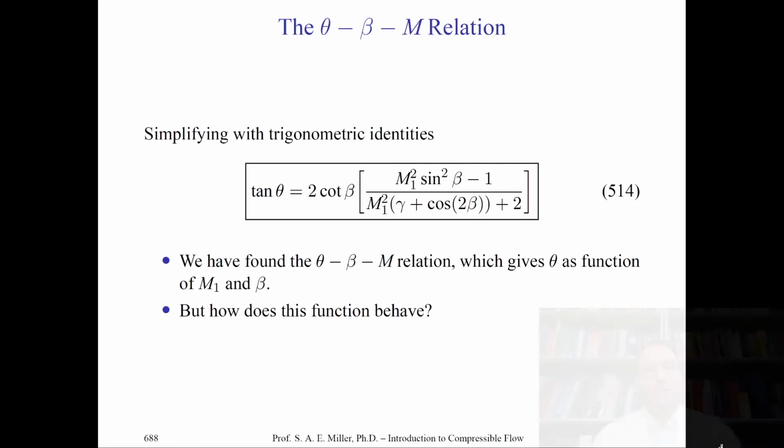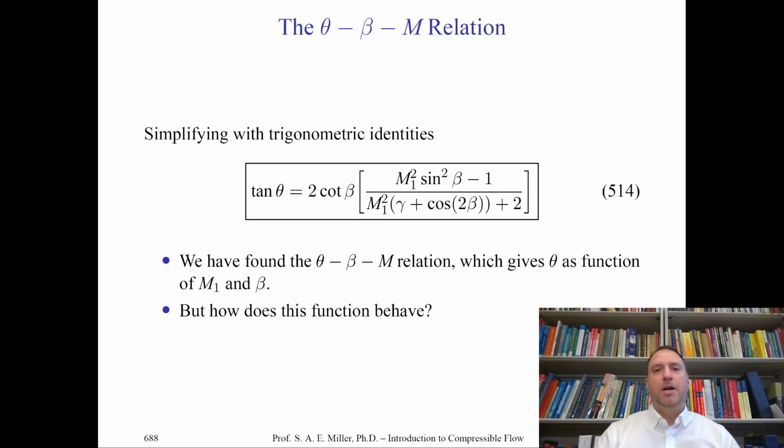So in 514, why have I put this equation in this form? Because it indeed is a closed form equation for tangent of theta. The tangent of the turning angle is only a function of the incoming Mach number and the wave angle, that is the angle of the oblique shock beta, relative to the incoming flow condition. We call this equation the famous theta-beta-Mach number equation or relation. It gives theta as a function of M1 and beta only. You can see it's rather difficult to solve for M1 or beta explicitly in a closed form analytical form.